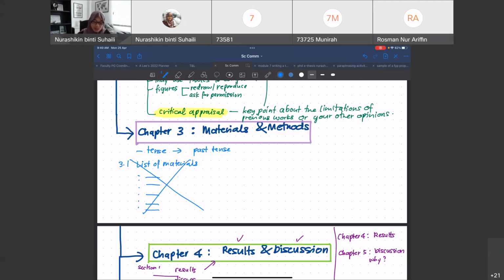Okay. So what is meant by this chapter? It's the merged chapter. What is meant by merged? When you say the methods, of course you would say about the materials, right? So you don't have to list down a list of materials and then 3.2 only the methods. To me it's not really accepted. So this chapter you should start directly with your methods, okay?